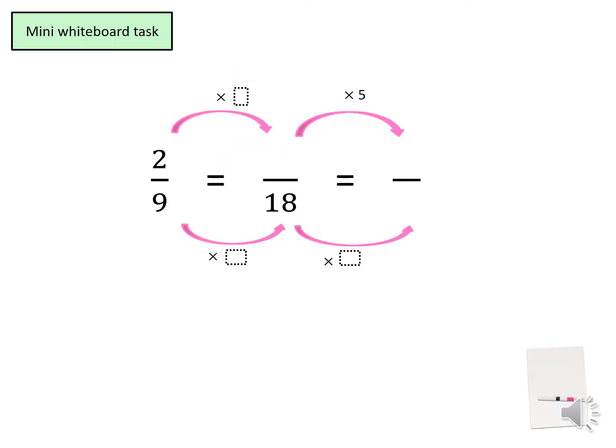Okay, so now we have a fraction 2/9. For the denominator, we have gone from 9 to 18. Using multiplication, I have multiplied it by 2. So the numerator we must also multiply by 2. 2 times 2 gives us 4. Okay, so over here it says the numerator we multiply by 5, so 4 times 5 gives us 20. So the denominator we must also multiply by 5. 5 times 18 is 90. And these are equivalent fractions, they are equal to each other.